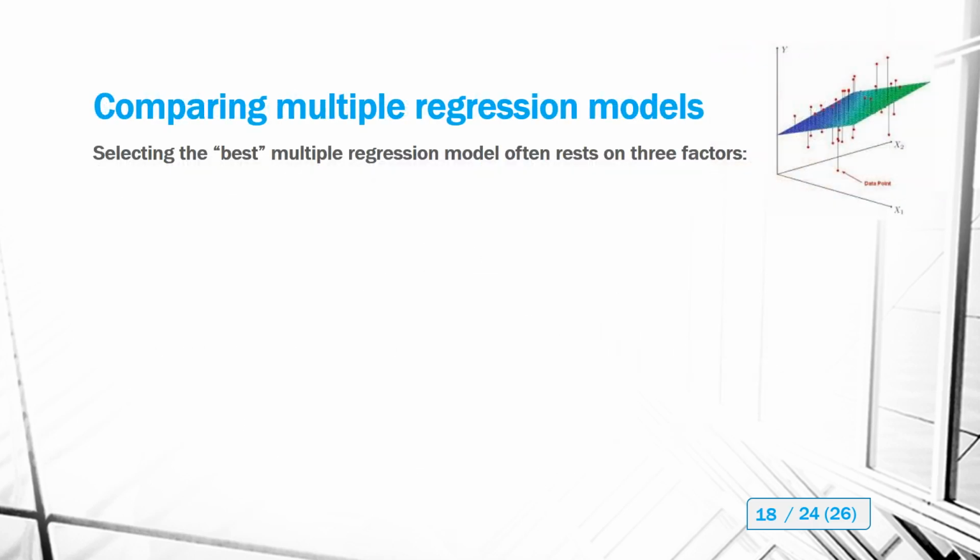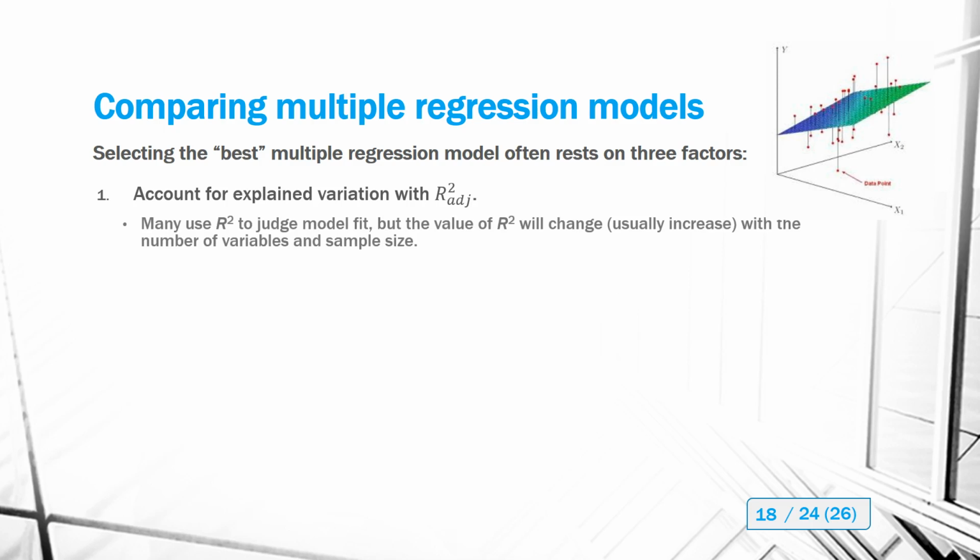Typically, we want to use the adjusted r-squared value, and it's one of the 3 factors that help guide us in selecting the quote-unquote best multiple regression model. Again, we want to use that adjusted R-squared value. It provides a better accounting for explained variation.